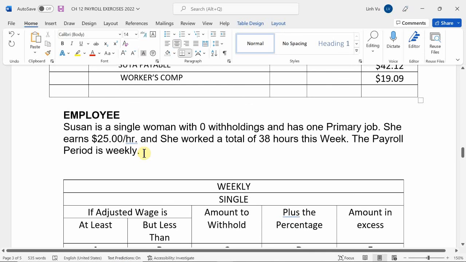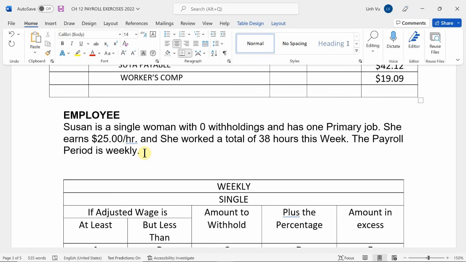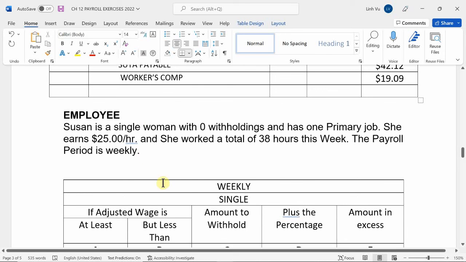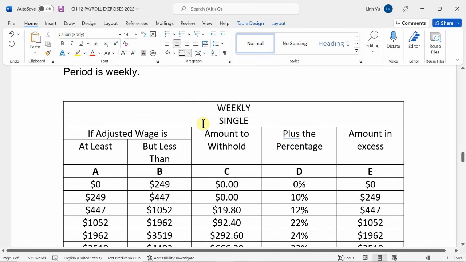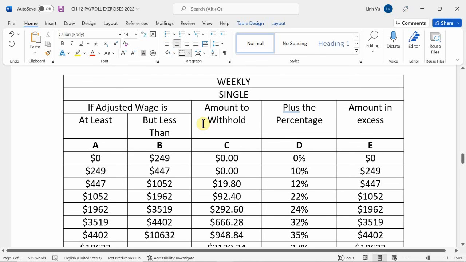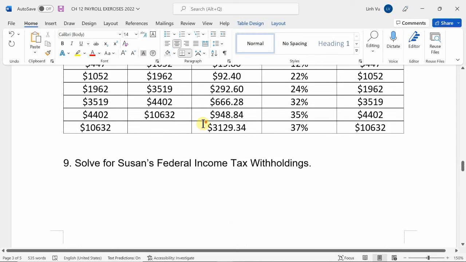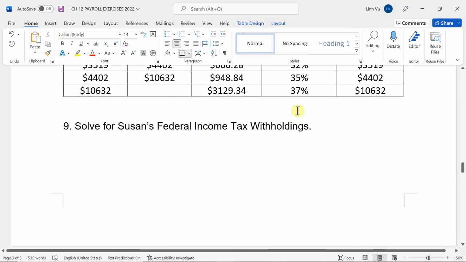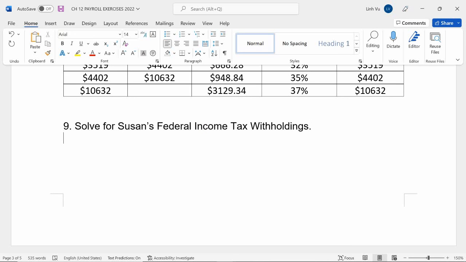So let's do the second example here. We got Susan. Susan is a single woman with 0 withholdings and has 1 primary job. She earns $25 per hour and she worked a total of 38 hours this week. The payroll period is weekly. So here's your weekly table for a single person. So how do we solve for Susan's federal income tax withholdings?